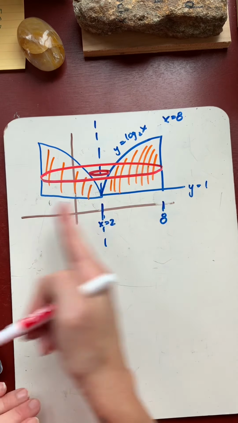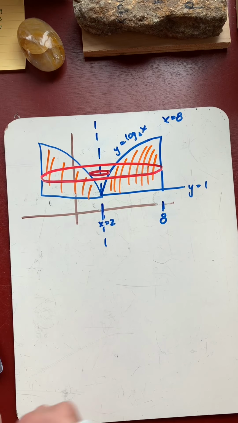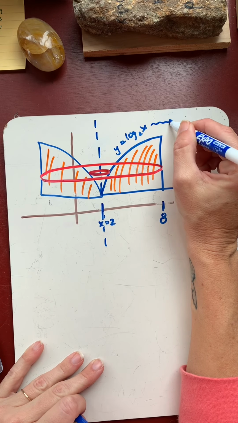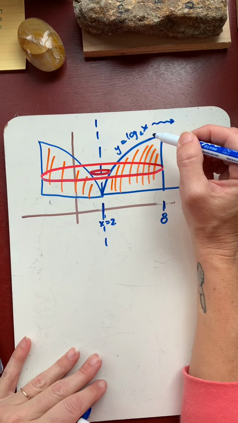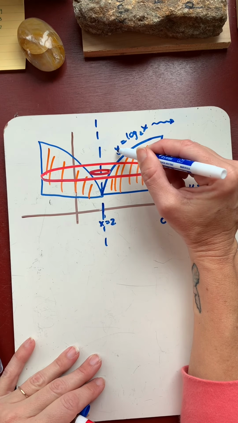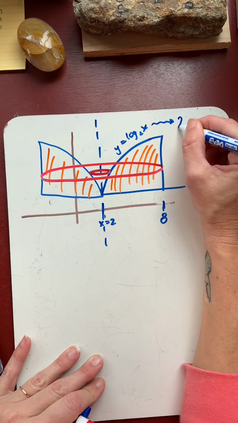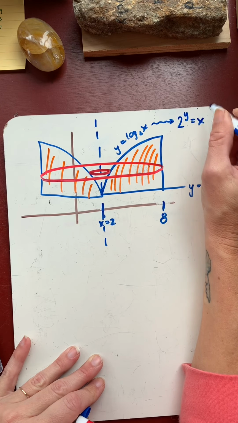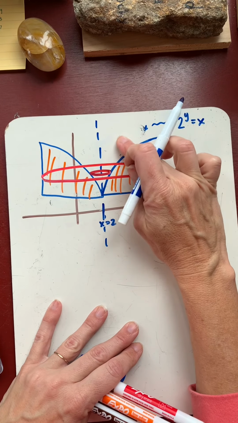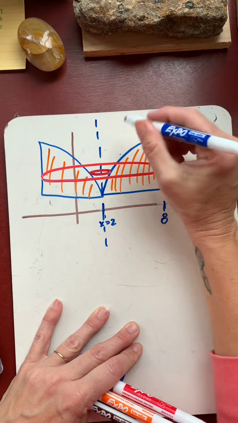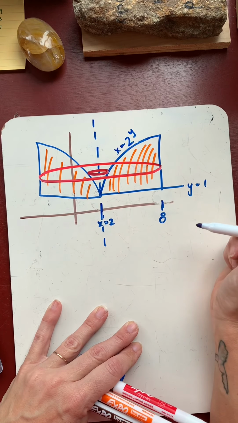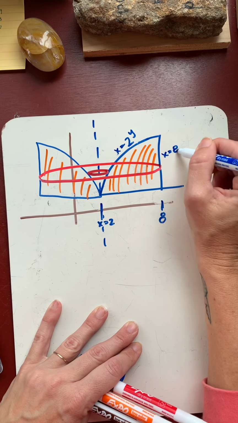Because I'm rotating vertically, I want to rewrite that equation in terms of x. So this equation, how do you do logs? How do you solve for x? Well, by basic definition of a log, this base raised to that power equals that number. So 2 to the y equals x. There's my new equation. That's what I'm going to use instead. So this is x equals 2 to the y. Okay, this is still x equals 8.